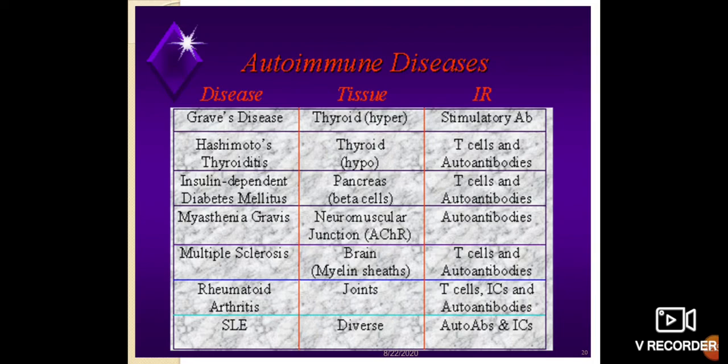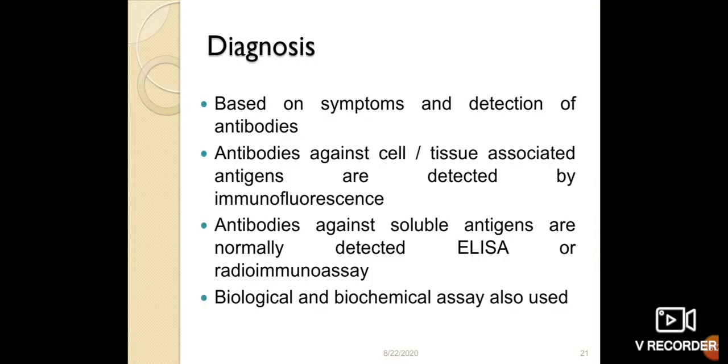In rheumatoid arthritis, T cells are also involved, and the immune complex and autoantibody against the Fc portion of the immunoglobulin. In systemic lupus erythematosus, there is autoantibody and immune complex formation due to binding of autoantibody with double-stranded DNA of the body itself. How can we diagnose?